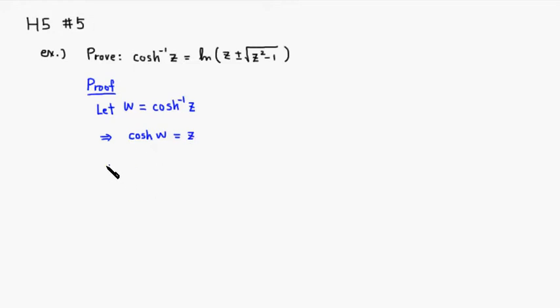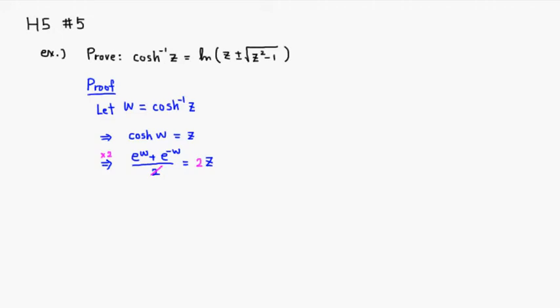By definition, hyperbolic cosine of w is e to the w plus e to the negative w over 2, which is equal to z. Then I'm going to go ahead and multiply by 2. You can cancel the 2 and multiply the right hand side by 2. So you can do that, right? So maybe I should say multiply by 2.